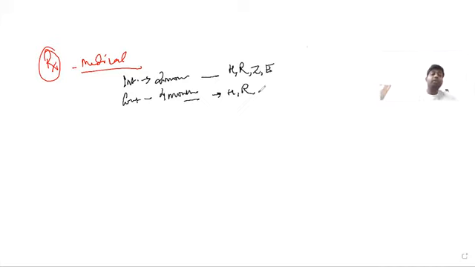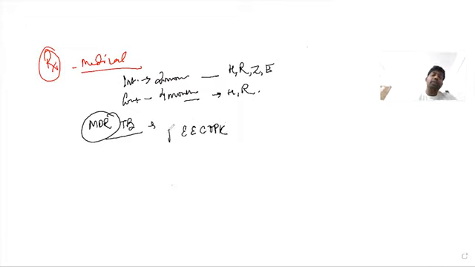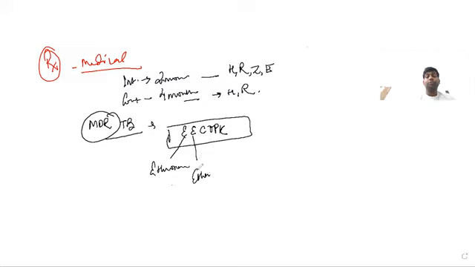Now, what happens if the patient is having multi-drug resistant tuberculosis, that is, the patient is resistant to isoniazid and rifampicin, both the drugs? Then we use another regimen, which is known as EECOPK. What does EECOPK stand for? E stands for ethionamide. This stands for ethambutol. This stands for cycloserine.